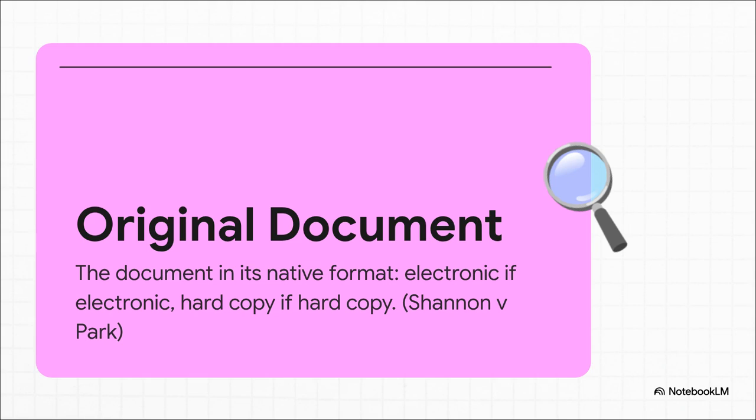Okay, so that second trigger brings up a really important point. What exactly is an original document these days? The key case you need to cite here is Shannon v. Park Equipment. You got to remember that one. Shannon v. Park Equipment. The court made it clear that original just means the document in its native format. If it's a Word doc, the .docx file is the original. If it's a signed paper contract, well, that physical piece of paper is the original.